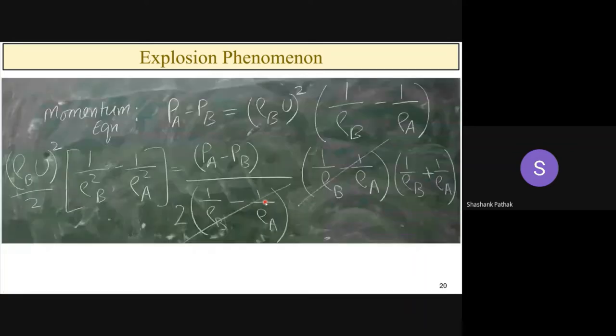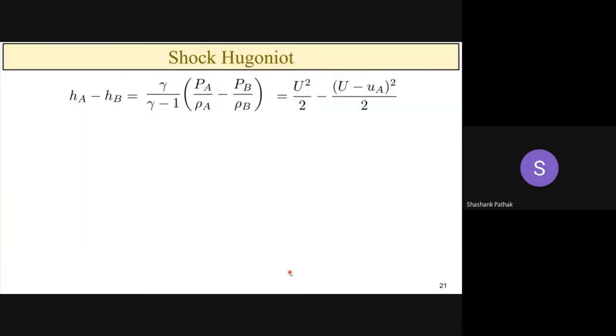So once you simplify this one, you can further simplify like this. The momentum equation. Actually, there is nothing to explain. It is just a simplification. You can do it on your own. Based on all these simplifications, we can write the equation of Shock-Hugoniot. This is a very important equation that we were deriving in this entire lecture. And you will understand now why this equation is important.